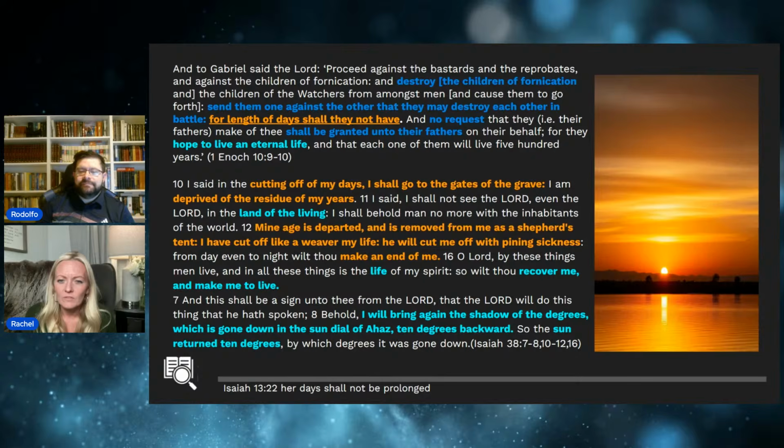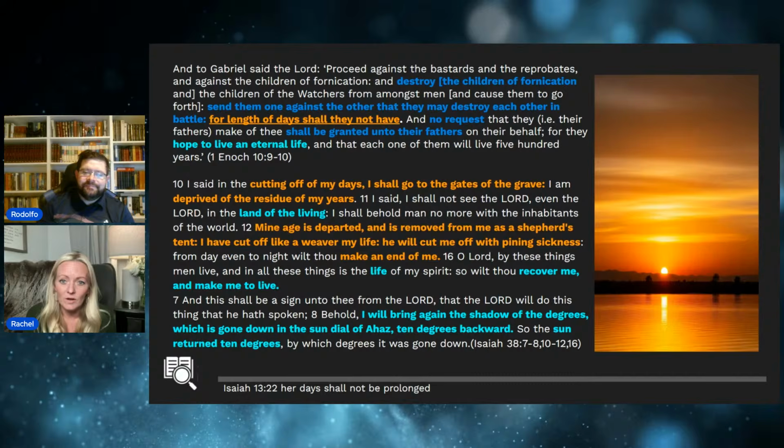And then to go further, it says, no request that their fathers make shall be granted unto the fathers on their behalf, for they hope to live an eternal life. So the fathers also can't ask for their sons in this regard for a longer life. They don't have the ability to act as maybe like a savior or proxy for their children like that. The right's been taken away. So that was interesting, right?